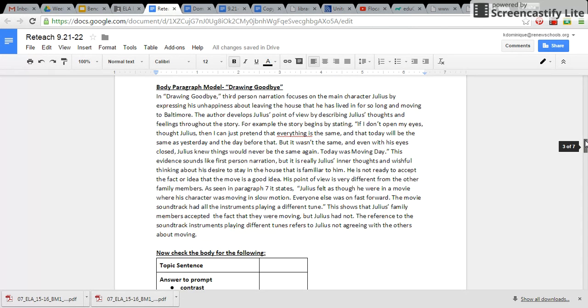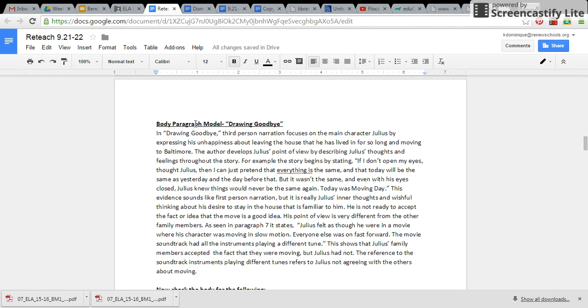Okay, so if you read through the body paragraph, it says, in Drawing Goodbye, third person narration focuses on the main character Julius by expressing his unhappiness about leaving the house that he has lived in for so long and moving to Baltimore. The author develops, again, there's that word from the prompt, the author develops Julius's point of view by describing Julius's thoughts and feelings throughout the story.